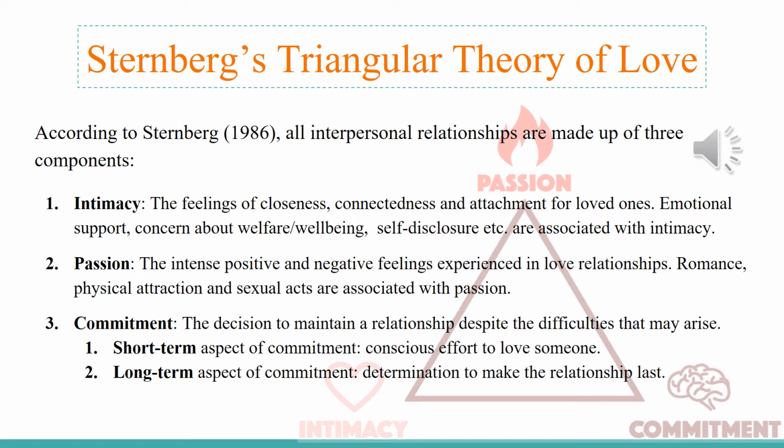Passion refers to the intense, positive, and negative feelings experienced in love relationships. It consists of romance, physical attraction, sexual acts, and jealousy. Commitment refers to the decision to maintain a relationship despite difficulties that may arise. Commitment has two aspects: a short term aspect, which is the conscious effort to love someone, and a long term aspect, which is the determination to make the relationship last.